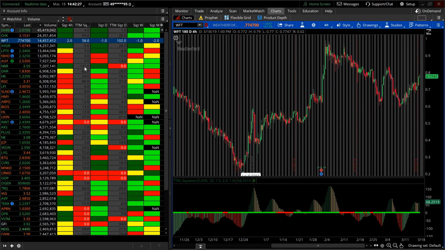Then you got the TTM squeeze, which I turned to gray, which means they're not in a squeeze. And when they are in a squeeze, they turn red. So for example, if I look at INNT, inside the 4 hour there's a squeeze, and inside the daily there's a squeeze. Okay, so we go to the 4 hours.